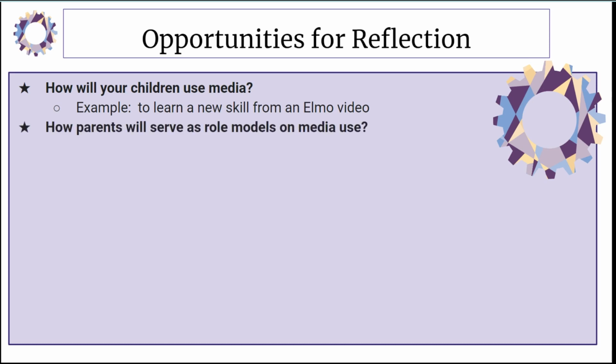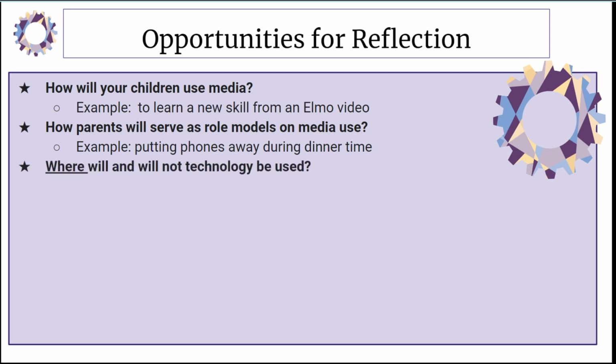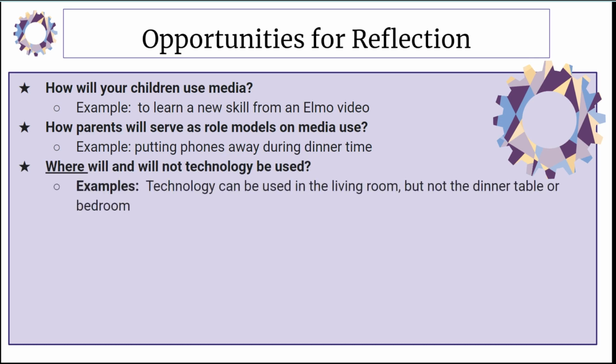How will parents and caregivers serve as role models on media use? For example, can you commit to putting your phone away during dinner time? Where will and will not technology be used? For example, for your child, technology can be used in the living room, but not the dinner table or the bedroom.